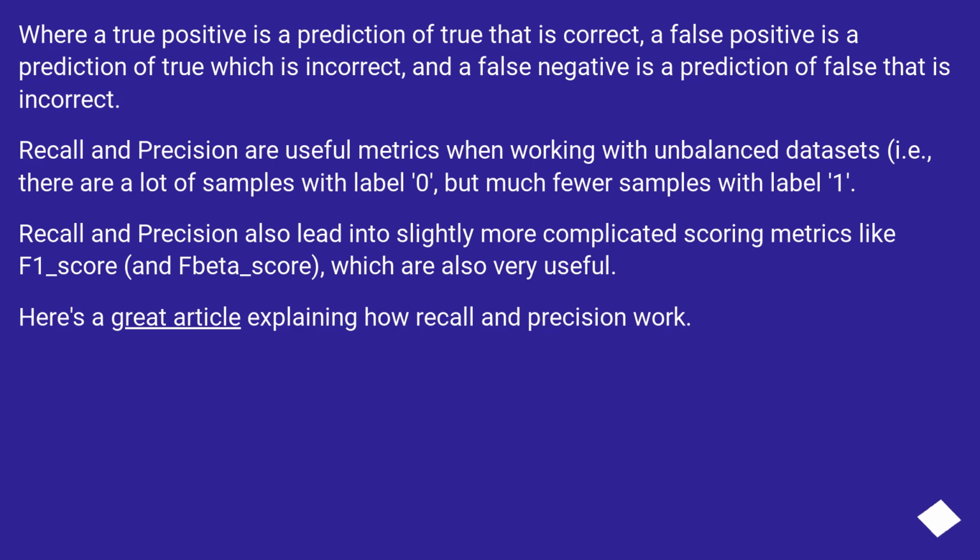Recall and precision are useful metrics when working with unbalanced datasets, i.e., there are a lot of samples with label 0, but much fewer samples with label 1. Recall and precision also lead into slightly more complicated scoring metrics like F1_score and beta_score, which are also very useful. Here's a great article explaining how recall and precision work.